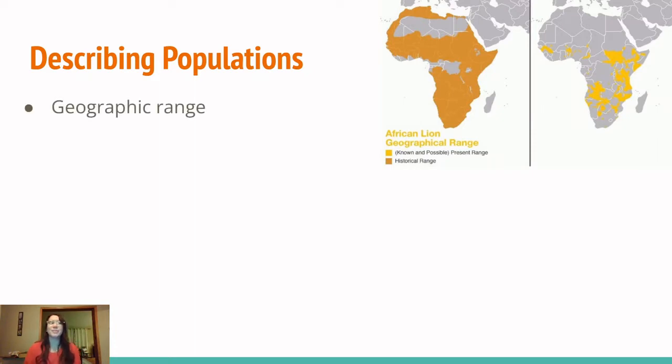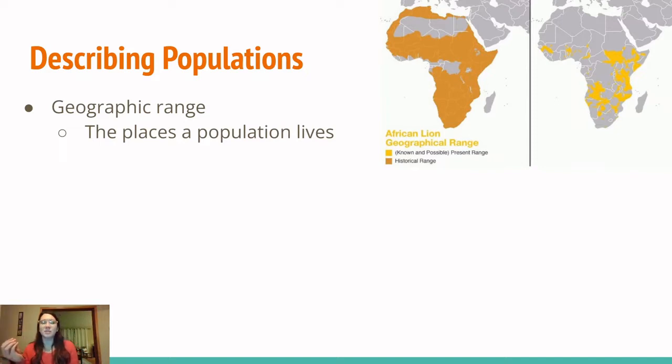Our first way is by talking about their geographic range. Geography, right, where something is. So a population's geographic range is just the place it lives. Pretty simple, pretty self-explanatory. And you can tell in that picture in the top right-hand corner, we're looking at lions. On the right is where they are currently living. I can tell you that, and that gives me a lot of information. But we can also compare it to a range in the past, like on the left there, and that tells us a lot more about that population.